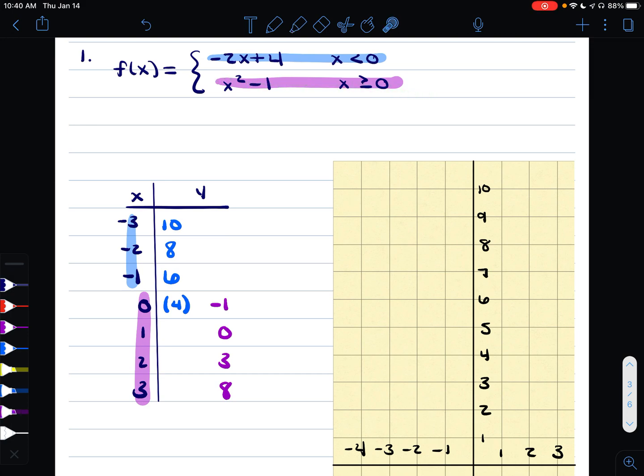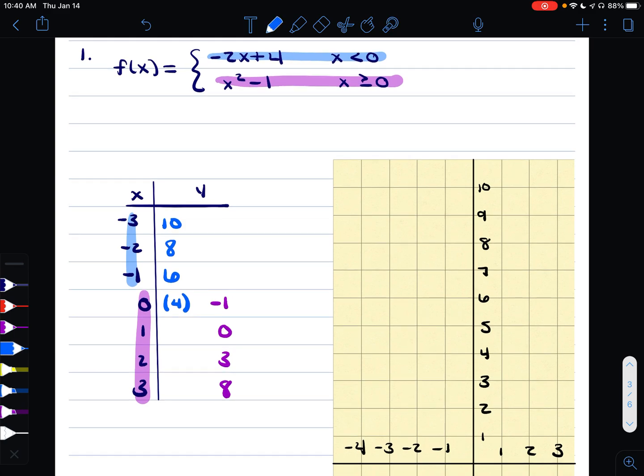All right, so now we just need to plot our points. So our first point, we have -3, 10, then -2, 8, -1, 6. And then remember this point right here, the 0, 4, because the top equation doesn't include x equals 0, we're going to plot this point 0, 4 as an open circle on our graph.